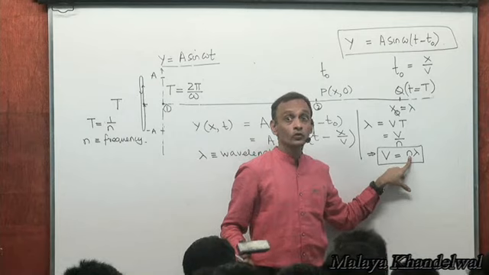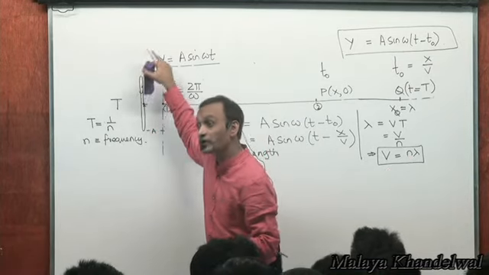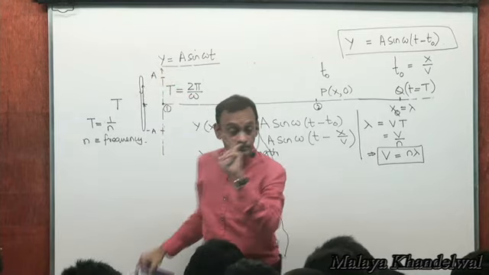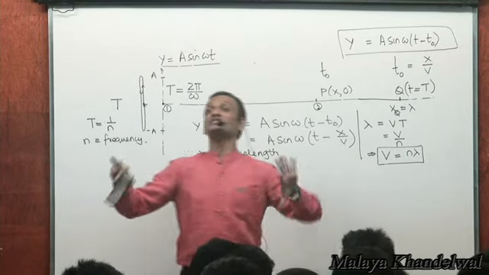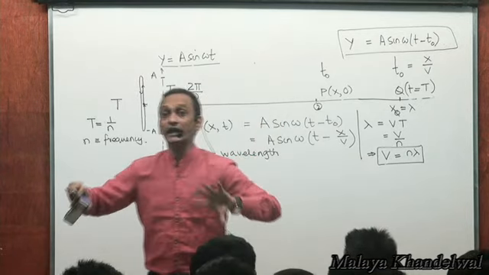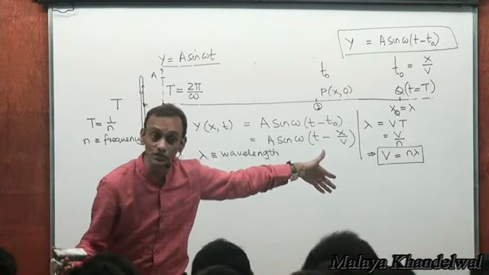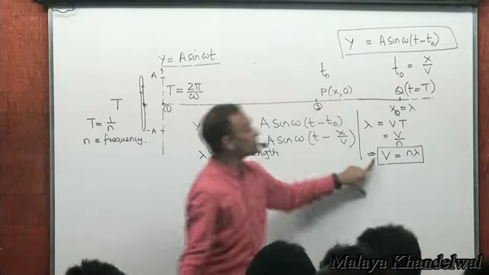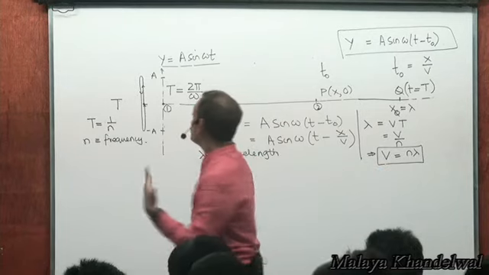N, the frequency, is a property of the source that caused the excitation. V is the property of the medium. Lambda is accommodative. It will take its clue from V and n, and its value gets determined as per V equal to n lambda. Clear? So wave velocity is the frequency n times the wavelength of the wave. Yes or no? Do you also realize?